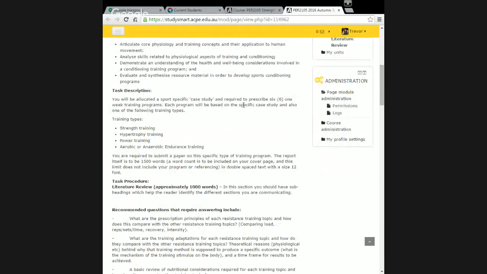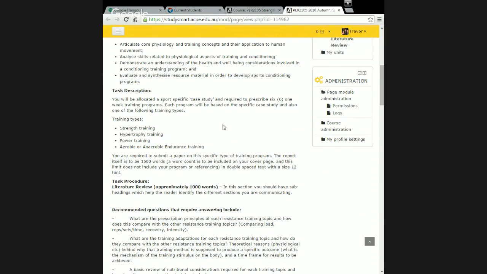So if you come down here, you'll be allocated a sport-specific case study, required to prescribe six one-week training programs. So we're looking at a macro cycle. You're going to look at six programs for a week, and it's going to be for a specific task, whether it's for strength, hypertrophy, power, aerobic or anaerobic.